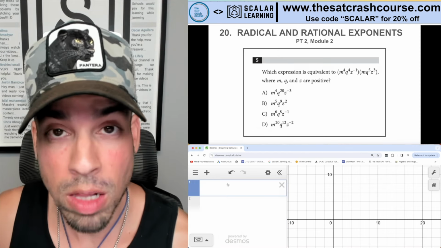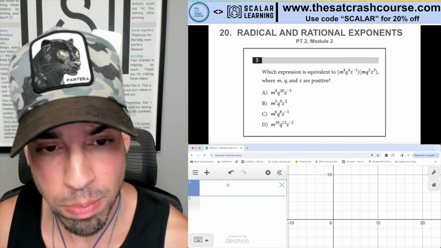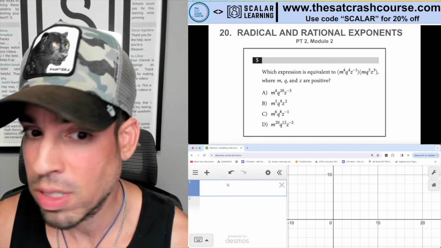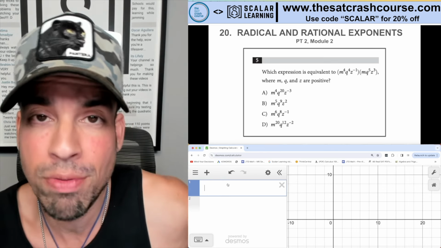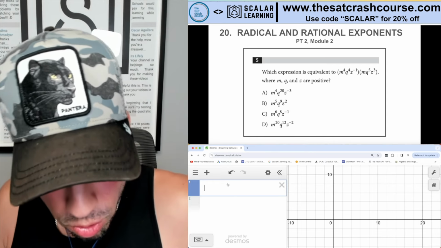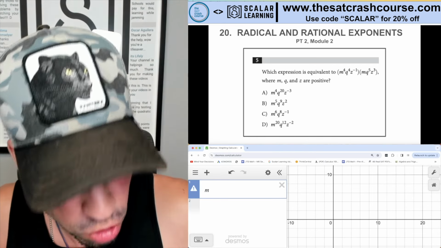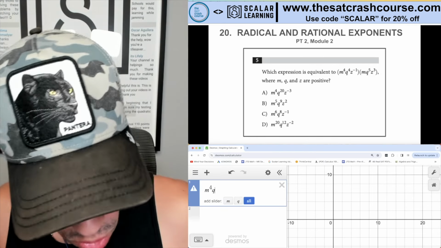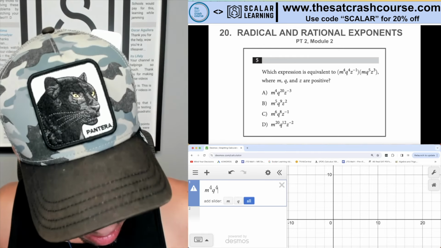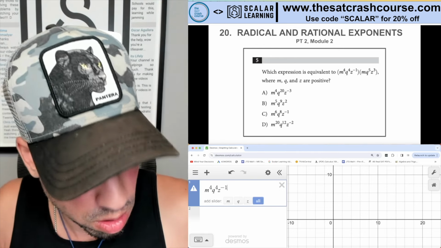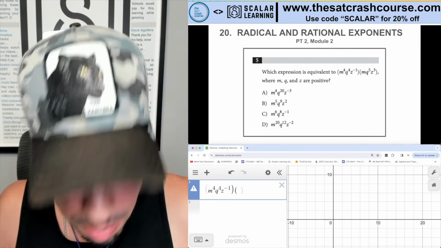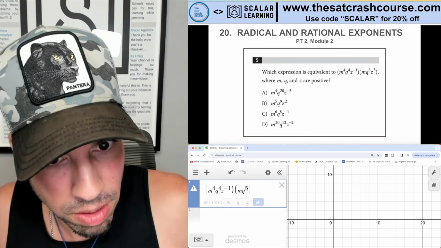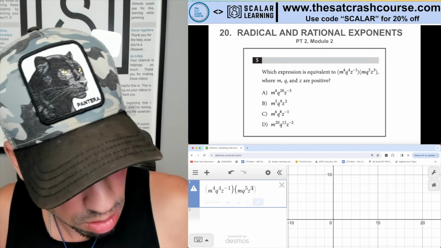Now for this one as well, if you know your exponent rules, when you multiply the same bases, you add the exponents, and that's fine. And this can be pretty straightforward. But if you happen to forget it, watch how I'm going to do it in DESMOS. I'm just going to put in that first expression, right? M to the 4th, Q to the 4th, and Z to the -1, right? And this is all multiplied by MQ to the 5th, Z to the 3rd, okay?